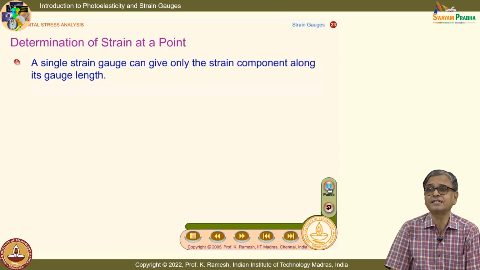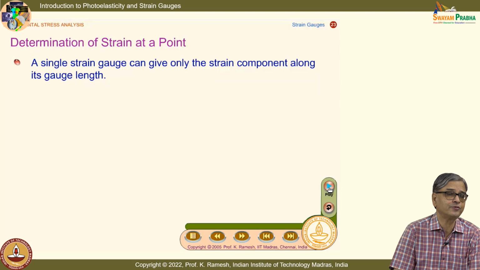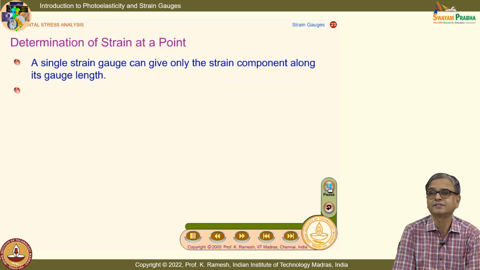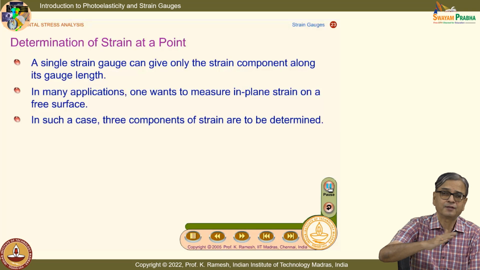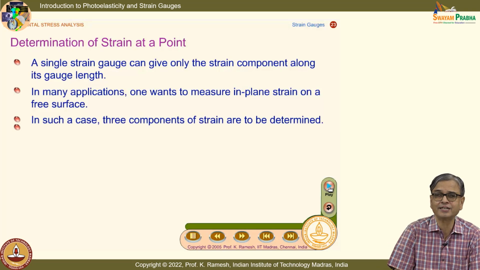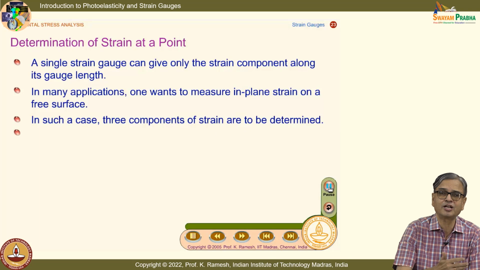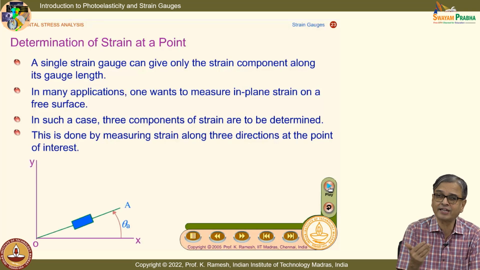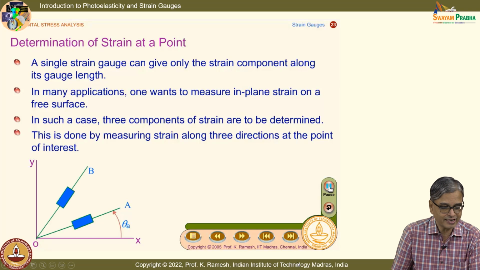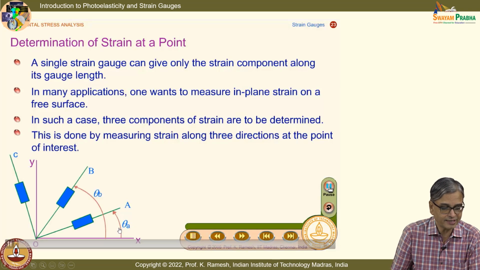And the moment I say from stress analysis point of view, I want to find out strain at a point. When you say strain at a point, you are looking on a plane surface, that is, you have a free surface on which you want to measure. You have 3 quantities, epsilon x, epsilon y and gamma xy. So when I want to measure 3 quantities, I need a minimum of 3 strain gauges. You get my point? I have a strain gauge 1 oriented at theta A, strain gauge 2 oriented at theta B, strain gauge 3 oriented at theta C.